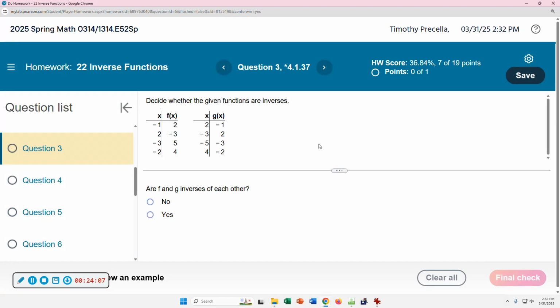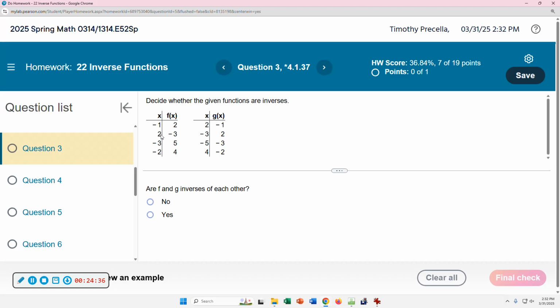Determine whether the given functions are inverses. Here they're not listing them as ordered pairs, they're writing it as a table, but you can still see the ordered pairs. Let's look at that first table. This is something we can answer without showing any work. Just look at the problem. -1, 2. If g is the inverse, it had better become 2, -1. Is that what it became?